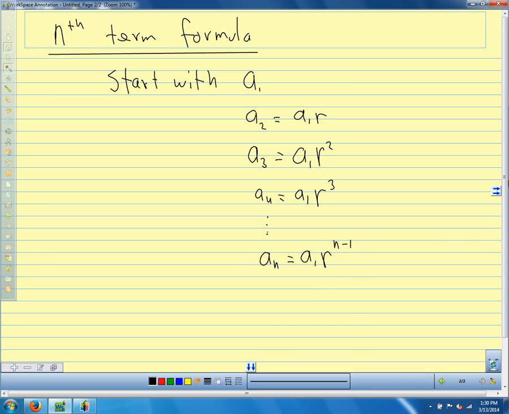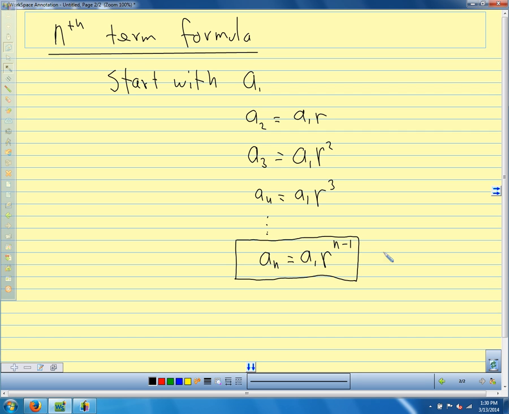So very similar formula, but now we have an exponent rather than multiplication. This is our nth term formula: a sub n equals a sub 1 times r to the n minus 1. This is going to be one of the formulas that we use with geometric sequences and geometric series.